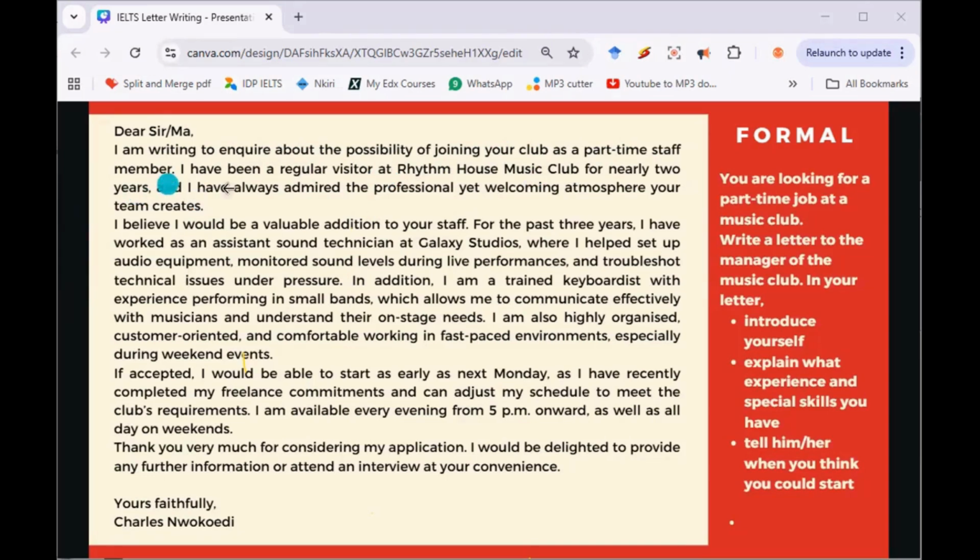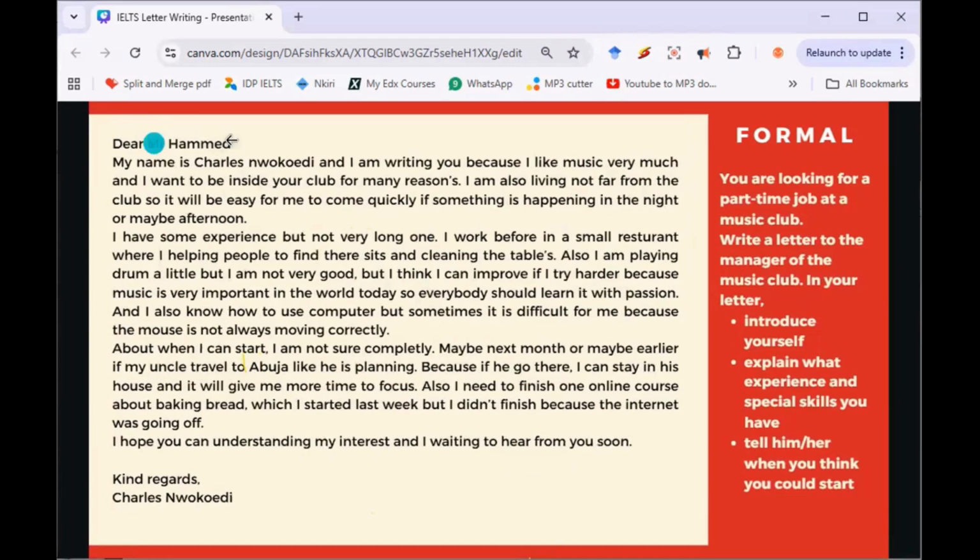For him to have been a regular visitor, they know him. Okay? So this is well introduced. It starts well, "Dear sir/ma'am," compared to the other one where the guy just wrote, let's look at that other one. The other one where the guy just said, "Dear Mr. Ahmed." This is what you do for a semi-formal letter.